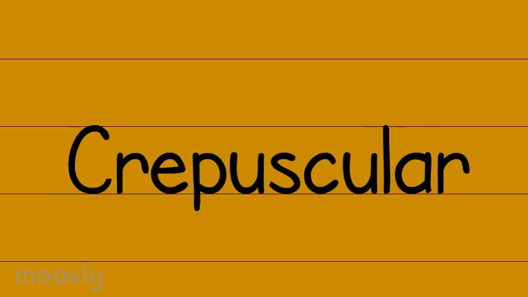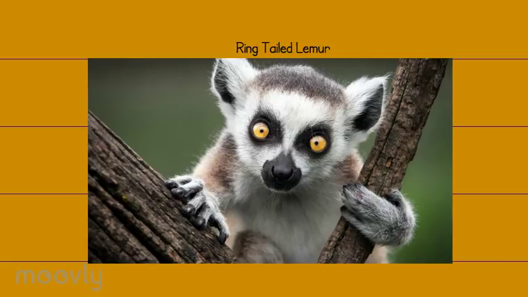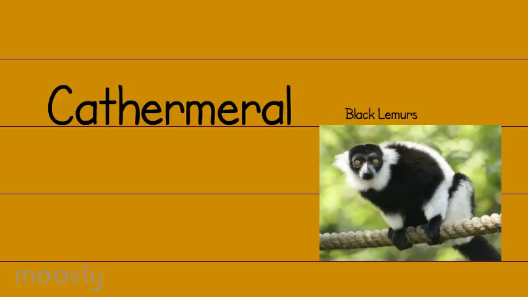There are those unique primates who are crepuscular, who seem to be active during dawn and dusk. An example of crepuscular primates is the ring-tailed lemur. They have this type of activity pattern. Cathemeral primates are active during irregular periods during day and night. Black lemurs are one of the few primates who show this activity pattern.